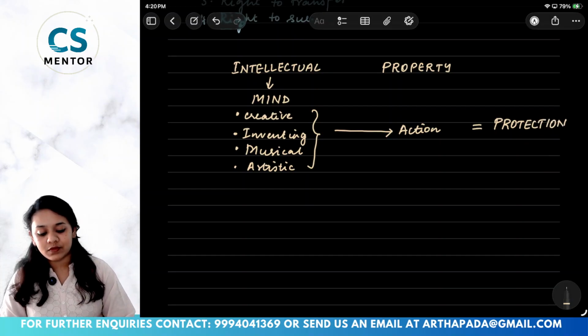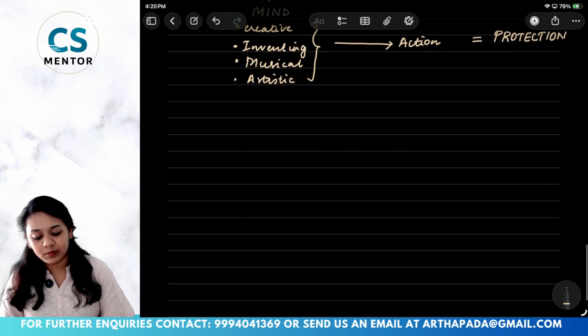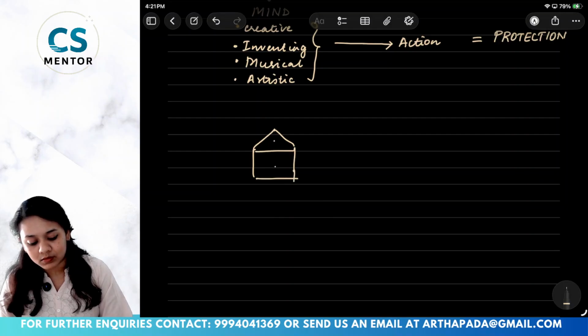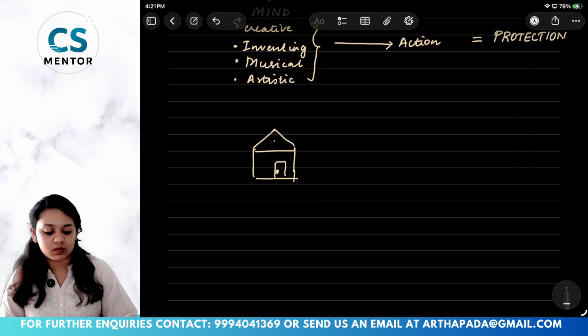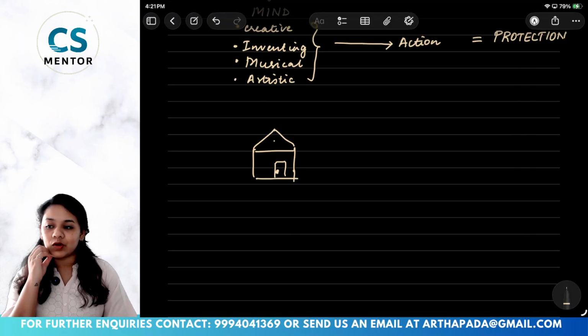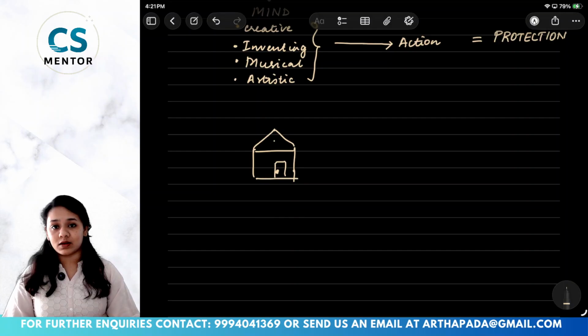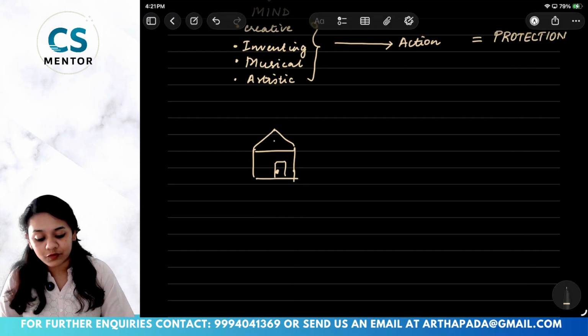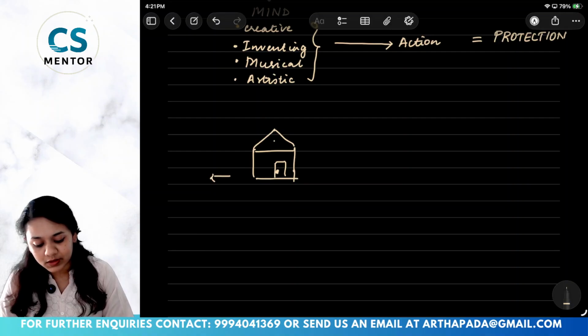Now, let's say, for example, that I'm drawing something over here. Please excuse my drawing, I'm very terrible at drawing. So I'm drawing a house over here. This is a house. Now, is this artistic? In your eyes, this might not be very artistic, but in my eyes, it's very artistic because I've drawn a house. Now, for this house, I immediately get a copyright protection.